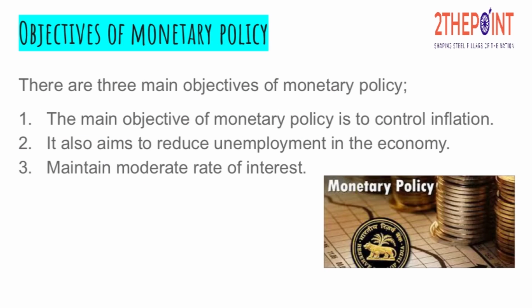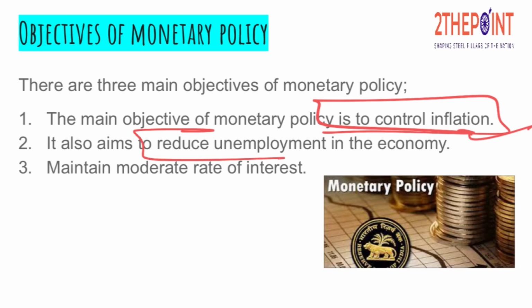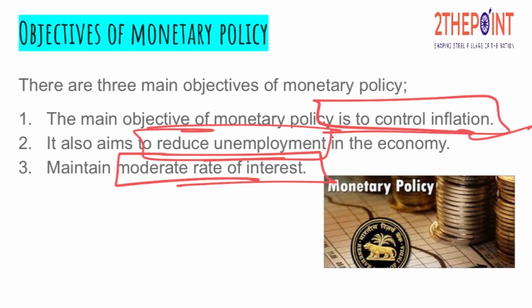Now, why does the central bank need monetary policy? They need it because of three main objectives. The main objective of monetary policy is to control inflation in the economy along with stabilizing growth. How do they control inflation? We'll study that in the upcoming slides. Right now we'll just stick to the objectives of monetary policy. The first objective is to control inflation. The next one is to reduce unemployment in the economy. And the third one is to maintain a proper or moderate rate of interest, which does not hamper growth and at the same time keeps inflation in check.